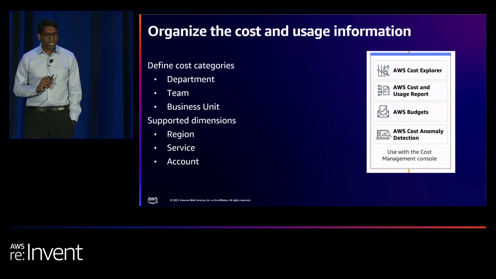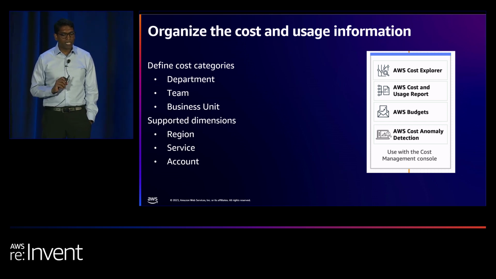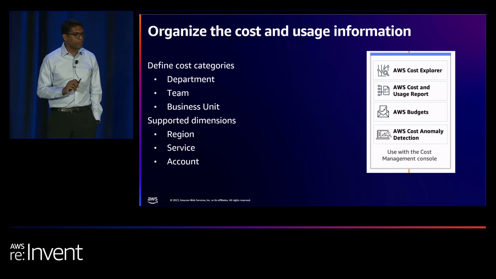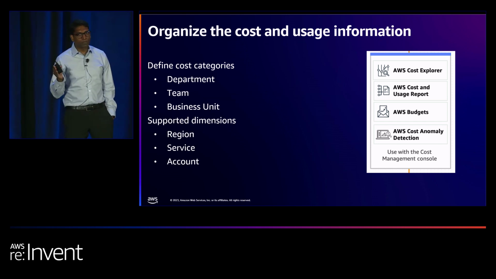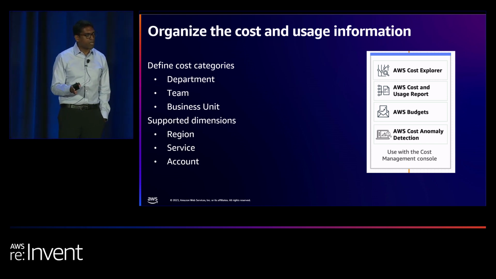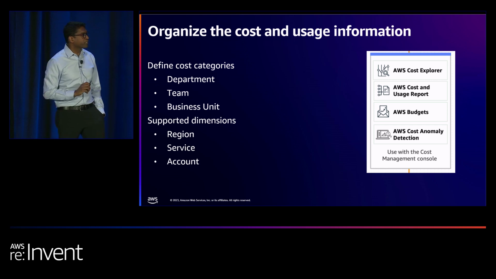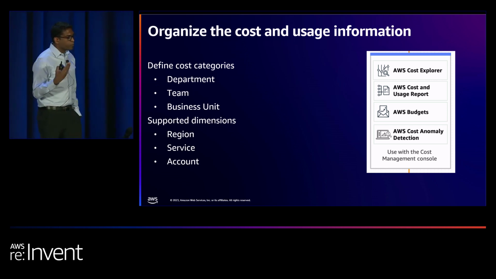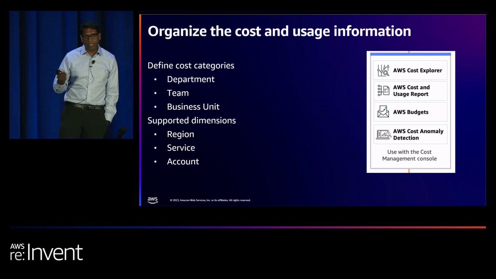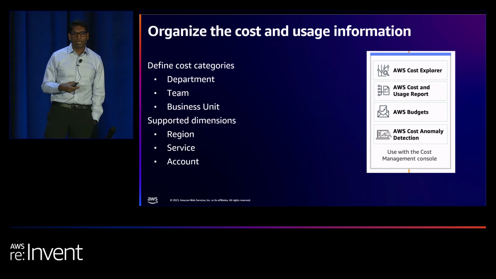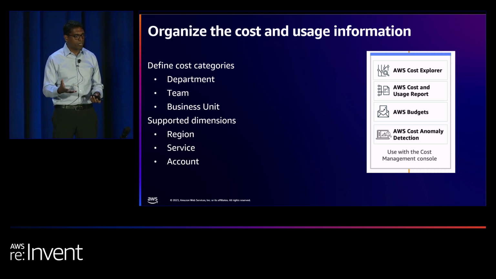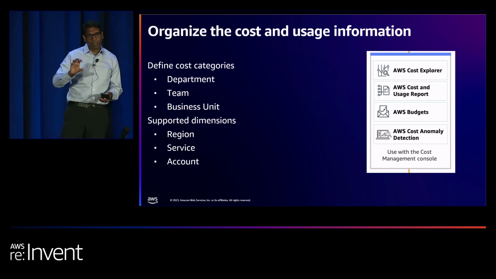The nice thing about cost categories, once you define them, is that they feed into some of our cost analysis tools, which include Cost Explorer and Cost Usage Report. You can also split the charges across the cost categories. We support multiple dimensions, and I have listed out a few here: region, service, and account. But you can use these dimensions to group together your team. So for example, if you have 10 accounts that belong to a team, you can use that as a dimension to create a cost category called for the particular team.